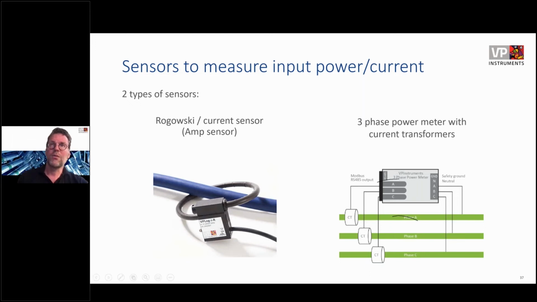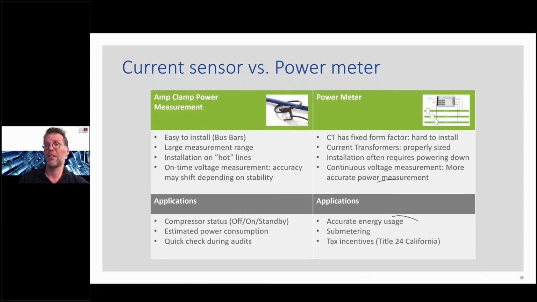Now, what can you use to measure the power? Because that's, of course, the first parameter you want to measure, the input of the compressor. There are basically two ways to do that. You can use a single-phase Rogowski coil sensor, which is like a bracelet, very easy to install. Or you can take a three-phase power meter with current transformers and real-time power measurement. And they both have their advantages and disadvantages.